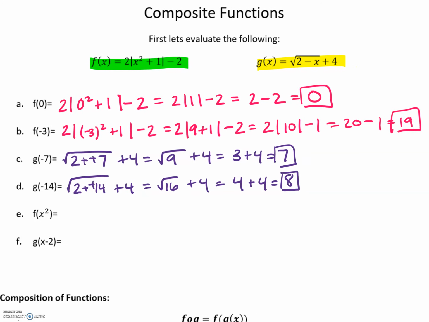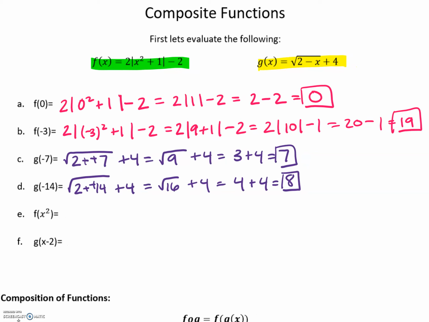Now one thing I want you to notice, on A through D, notice we were replacing x with numbers. So see how I got a number for my answer. Well, on these last two, E and F, notice we're not plugging in numbers, we're plugging in an algebraic expression. It's going to be the same concept. So I'm going to go to f. So I start writing f. I see an x, and it's telling me to replace that x with an x squared. So it's square that, plus 1, minus 2.